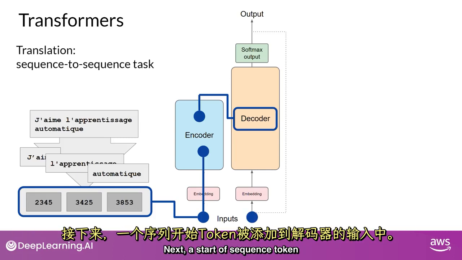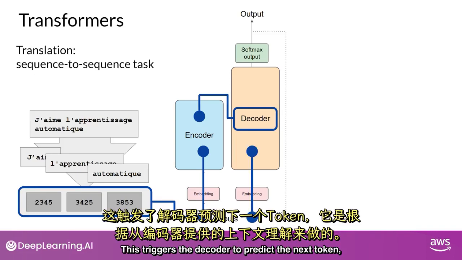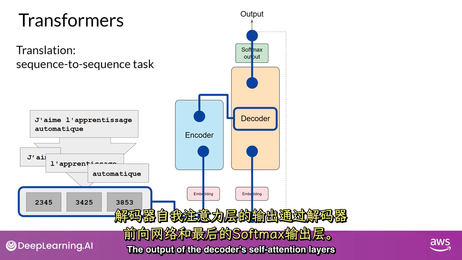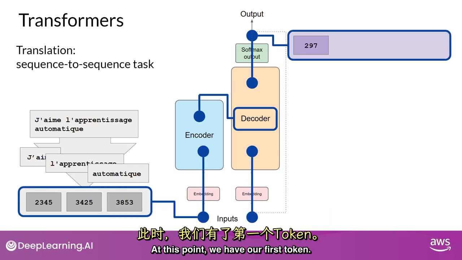Next, a start of sequence token is added to the input of the decoder. This triggers the decoder to predict the next token, which it does based on the contextual understanding that it's been provided from the encoder. The output of the decoder's self-attention layers gets passed through the decoder feed-forward network and through a final softmax output layer. At this point, we have our first token.